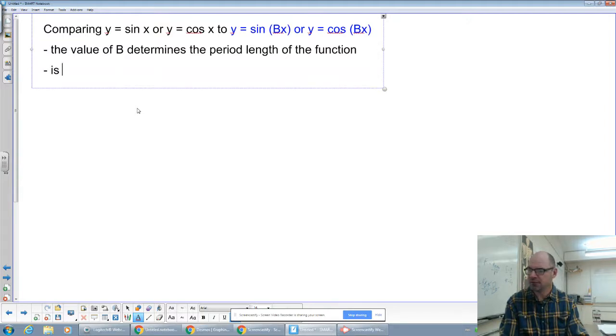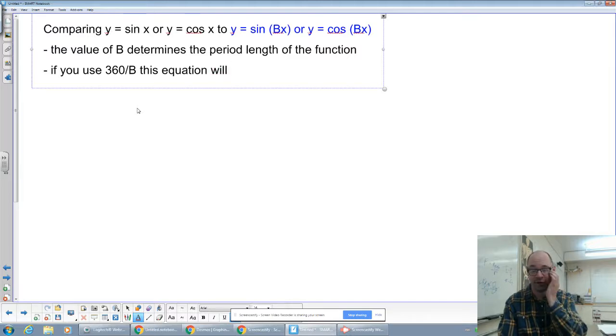If you use 360 divided by B, this equation will determine the length of one period of the transformed function.